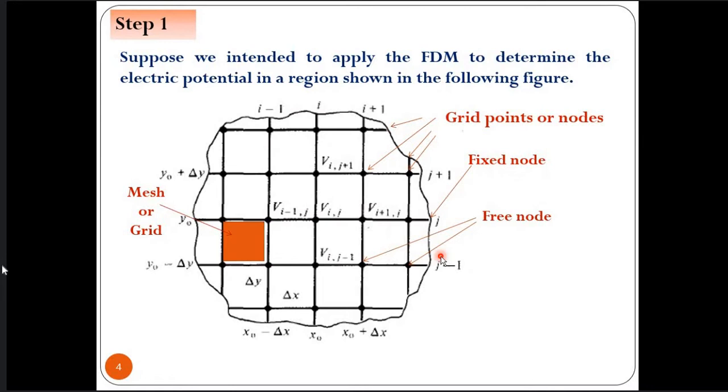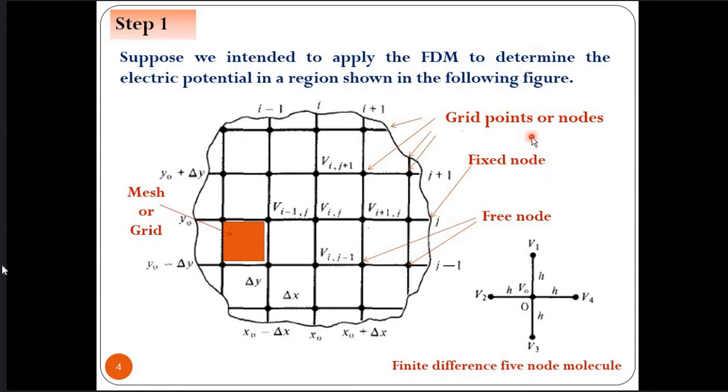So following the first step, we are dividing the given solution region into a number of meshes or grids that consist of a number of free nodes and fixed nodes. Free node means where the potentials are unknown. That means the corresponding nodes are within the solution region. And the fixed node means the node that lies on the solution boundary where the potential is known to us. So it is the fixed node.